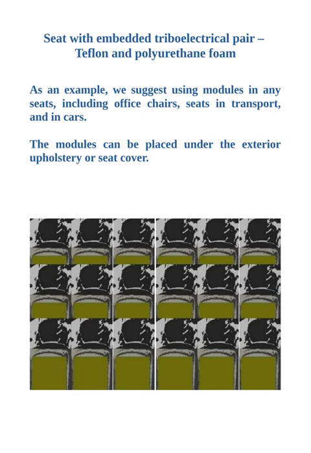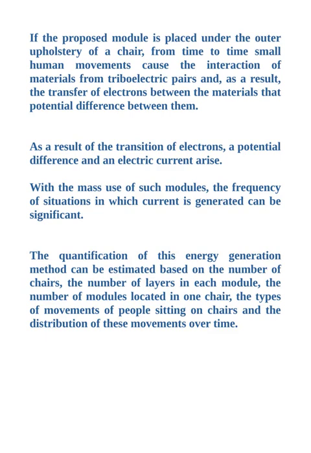As an example, we suggest using modules in any seats, including office chairs, seats in transport, and in cars. The modules can be placed under the exterior upholstery or seat cover. If the proposed module is placed under the outer upholstery of an armchair or chair, from time to time small human movements cause the interaction of materials from triboelectric pairs and, as a result, the transfer of electrons between the materials that make up the triboelectric pair. As a result of the transition of electrons, a potential difference and an electric current arise.